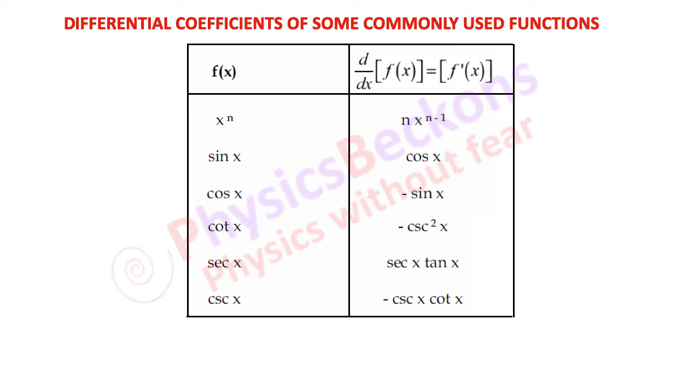Similarly, differential of sine is cos. Differential of cos is minus sine. Differential of cotangent x is minus cosecant square x. Differential of secant x is secant x tangent x, and differential of cosecant x is minus cosecant x cotangent x. These are the relations which we have just stated.